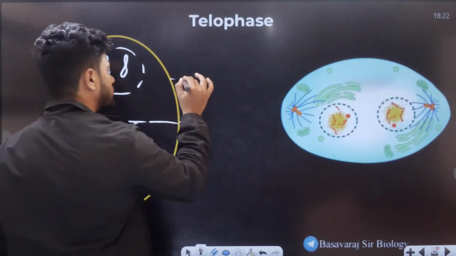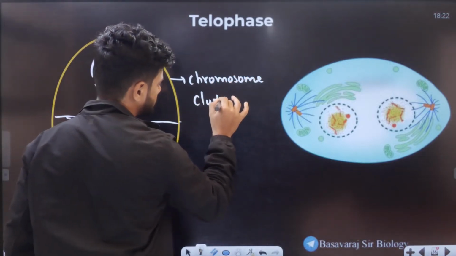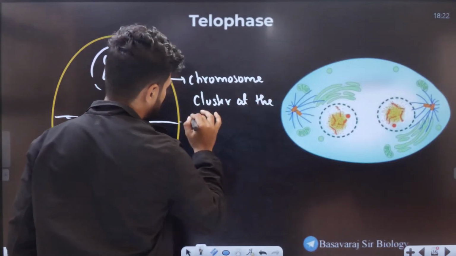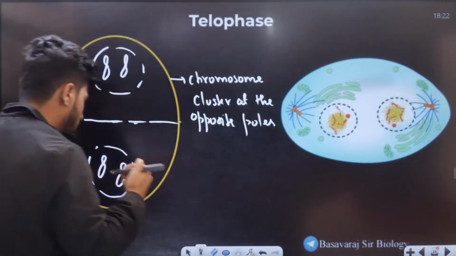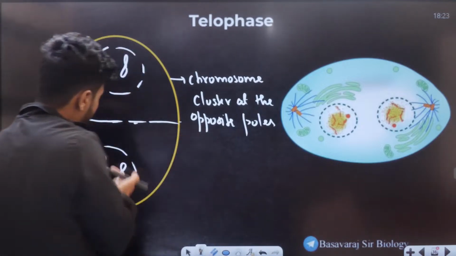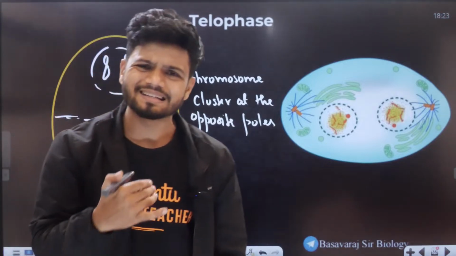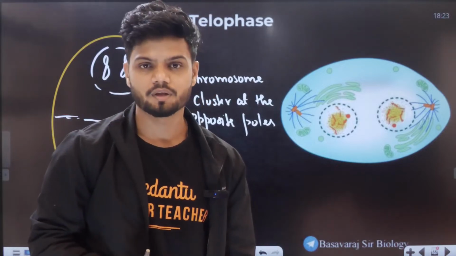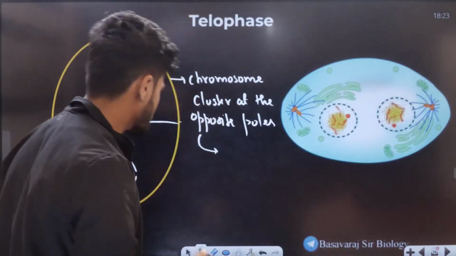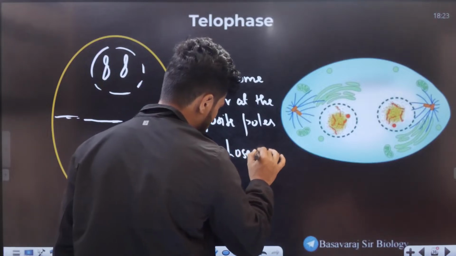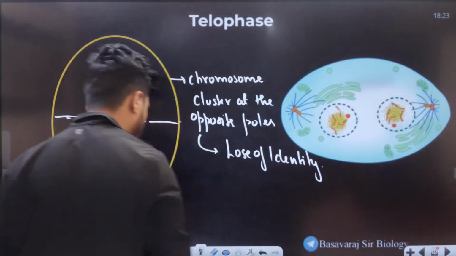Okay. That is, chromosomes cluster at the opposite poles. Chromosomes will cluster at the opposite poles. Now, when this is happening, okay, all the chromosomes will again turn back to chromatid. The shape of the chromosome is lost. That is called as loss of identity. Okay. Loss of identity is happening.